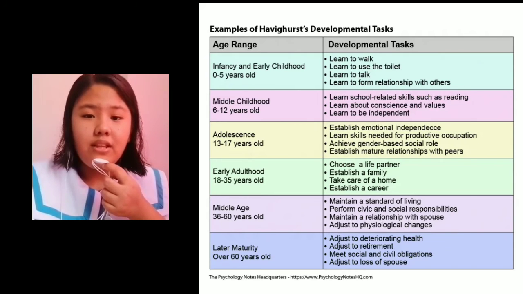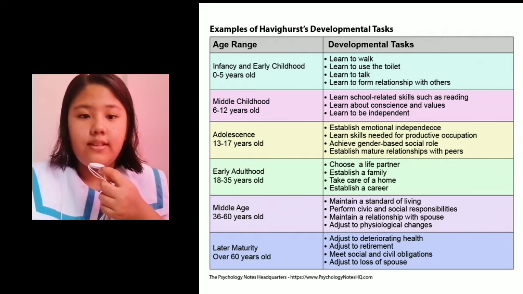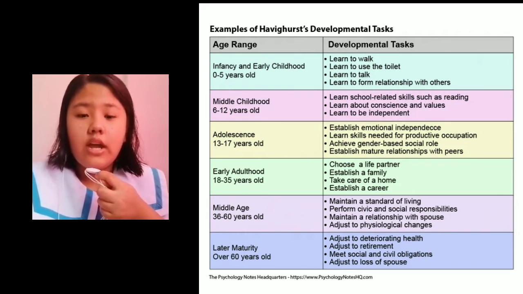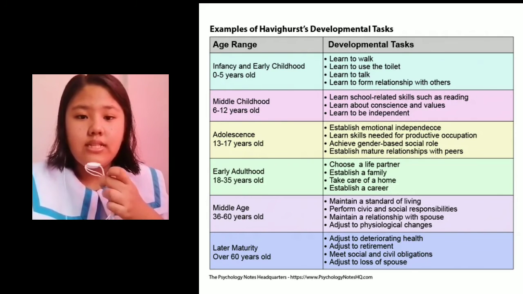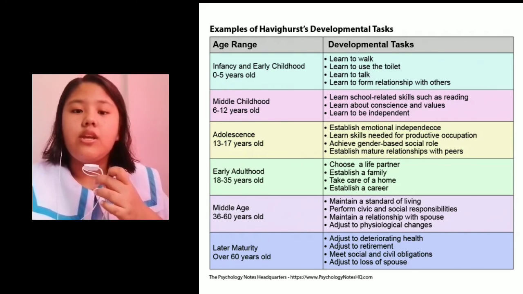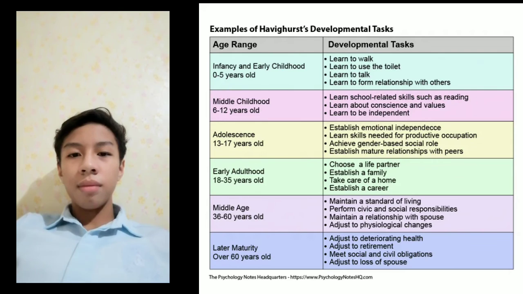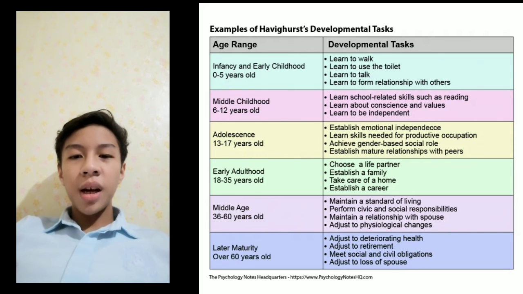Last but definitely not the least is the later maturity. In this stage, they need to adjust to deteriorating health, retirement, meet social and civic obligations, and adjust to loss of a spouse. This is the developmental task made by Robert J. Havighurst. And the eight psychosocial developments a while ago were made by Erik Erikson.